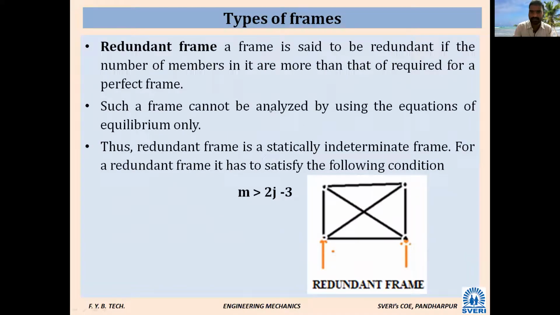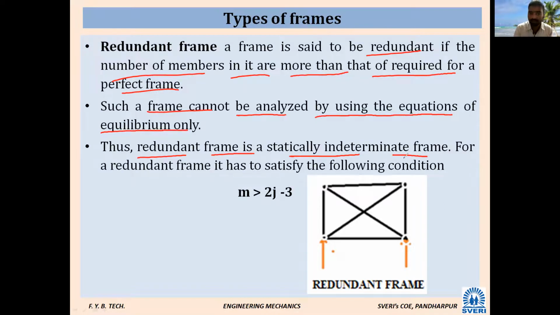Then redundant means excess. A frame is said to be redundant if the number of members in it is more than that required for a perfect frame. Such a frame cannot be analyzed by using equations of equilibrium. Those are called indeterminate frames. So a redundant frame is a statically indeterminate frame. It has to satisfy the following condition: M is more than 2J minus 3. This one member is in excess. That is a redundant frame.